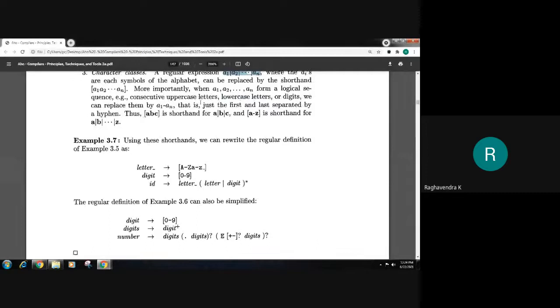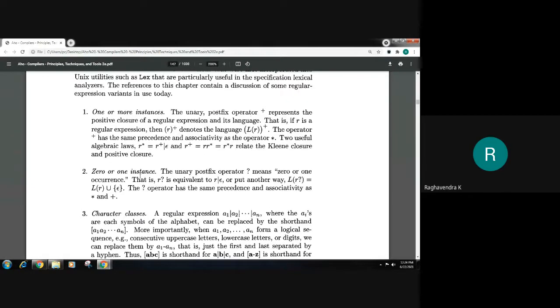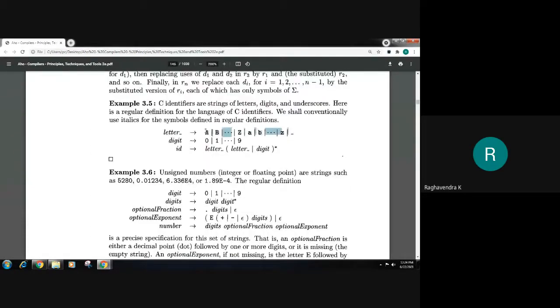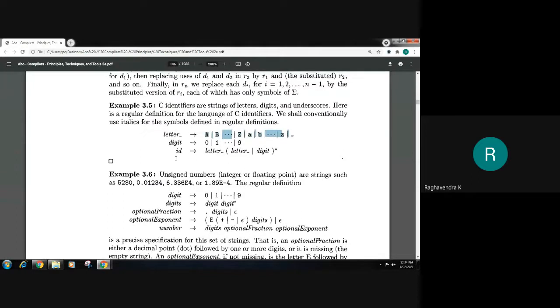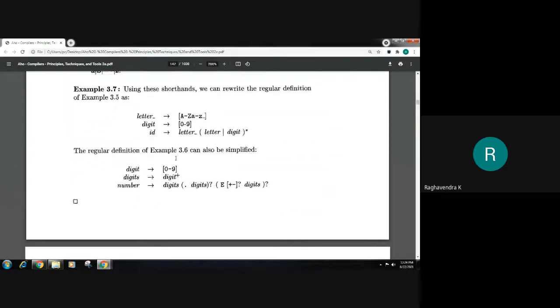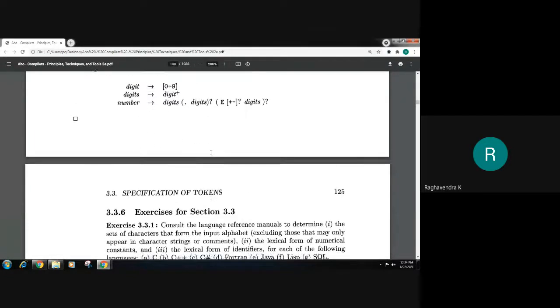Like we can modify our definition which we had seen earlier using character class like this. So letter underscore can be this, digit can be this. So identifier will become letter underscore, letter or digit star. Obviously the definition of ID did not change, but the definition of letter underscore and digit has changed from this format. So instead of writing it like this, we can specify the range in a character class much more easily. So this is also what we can use while defining our regular expressions.